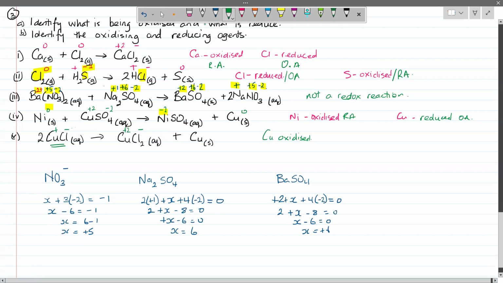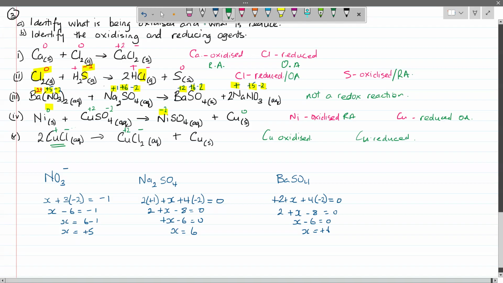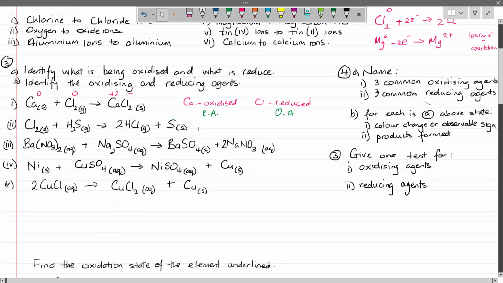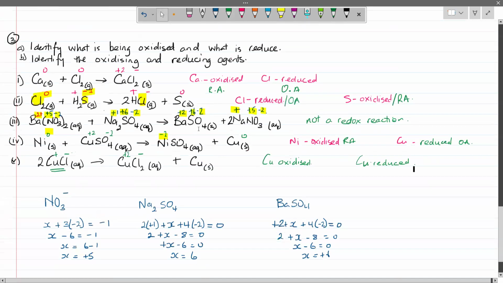And I see we have a copper solid here as well, where it's going from +1 to 0, so it's gaining electrons, so it's also being reduced. Yeah? So copper in this case is acting as both the reducing and oxidizing agent, because it's both being oxidized and reduced in this last one. Yeah? So that's the 3 questions that we had to look at. Next week, we'll be completing the others when we're looking at types of oxidizing and reducing agents.